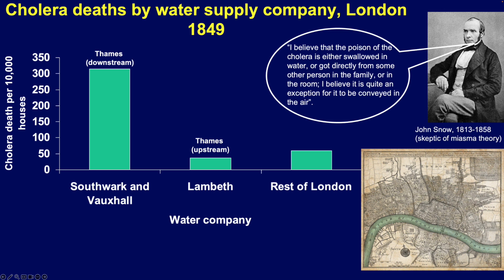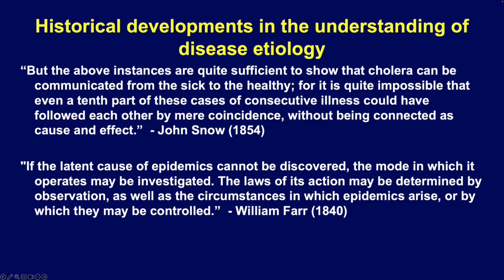Snow said, "I believe that the poison of the cholera is either swallowed in water or got directly from some other person in the family or in the room. I believe it is quite an exception for it to be conveyed in the air." So Snow, who studied these great cholera epidemics in London during the 19th century, said, "But all of the above circumstances are quite sufficient to show that cholera can be communicated from the sick to the healthy, for it's quite impossible that even a 10th part of these cases of consecutive illnesses could have followed each other by a mere coincidence or without being connected as cause and effect."